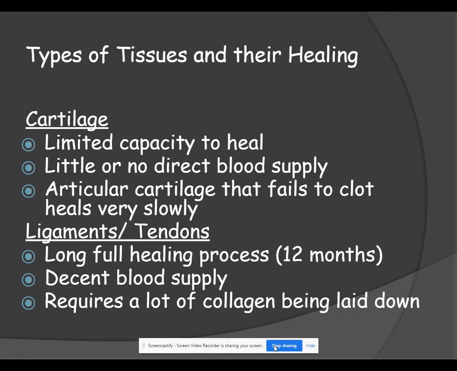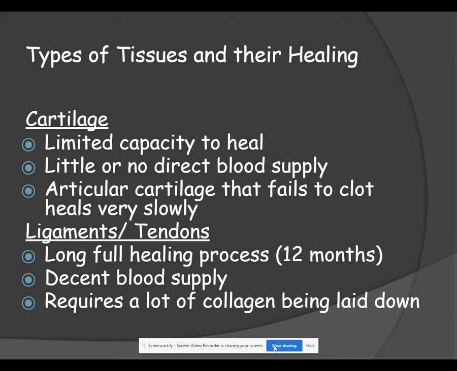Now, how different tissues heal. Cartilage has a very limited capacity to heal. A full thickness tear takes about 2 to 6 months, and sometimes requires surgery. This is because there's little to no blood supply. Think about when you pierce your ears, that's your cartilage. There's not a lot of blood involved. There's no blood supply. So that's why it heals very slowly.